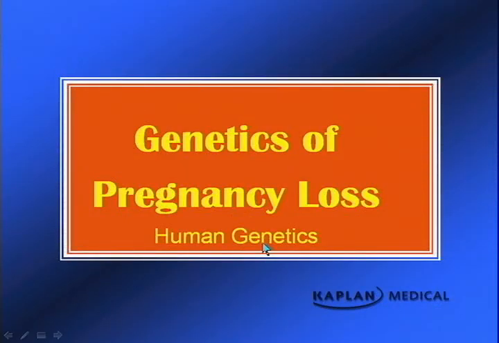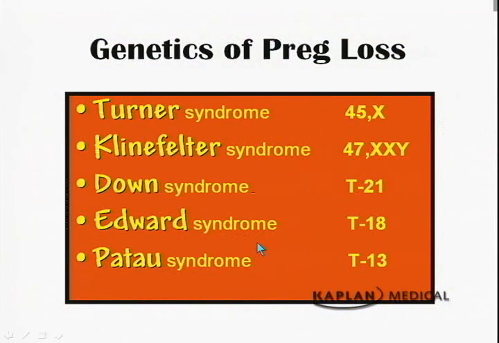All right, let's look at some specifics in terms of pregnancy losses. We'll look at Turner syndrome, Klinefelter's, Down syndrome, Edwards syndrome, and Patau. And you'll notice, at least if you're going to be politically correct, you don't say Turner's syndrome, it is Turner syndrome. For some reason or other, they've taken away the S.